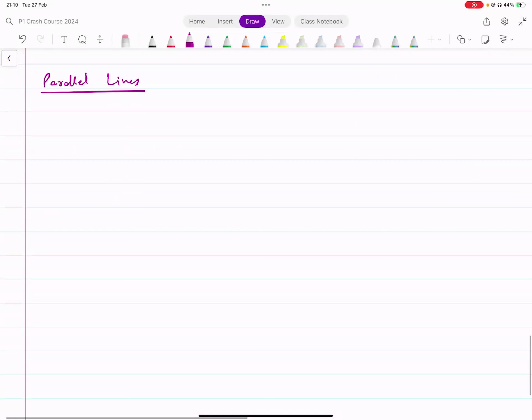Now, how do you understand parallel lines? What do parallel lines mean? Parallel lines are basically two lines that have the same direction. They're going in the same direction like this, right? Parallel lines have the same direction.